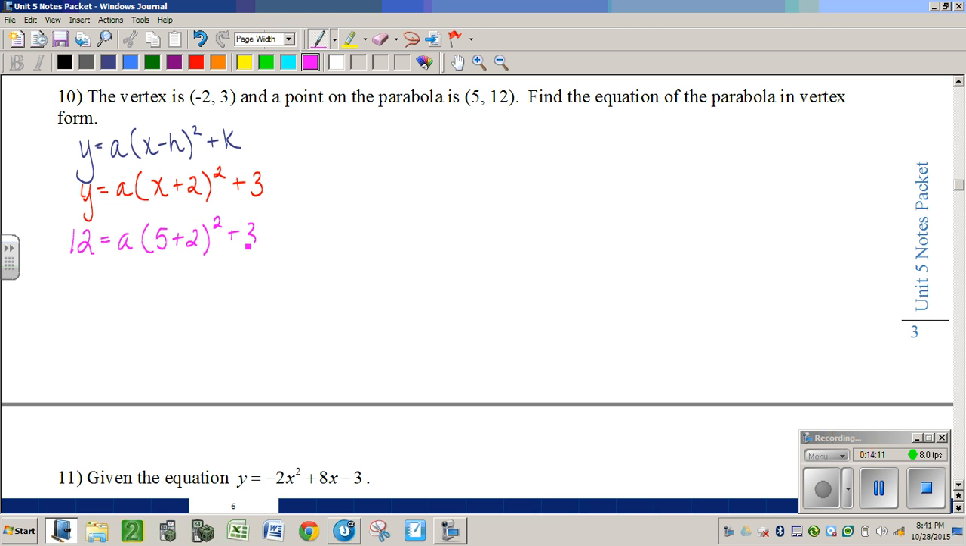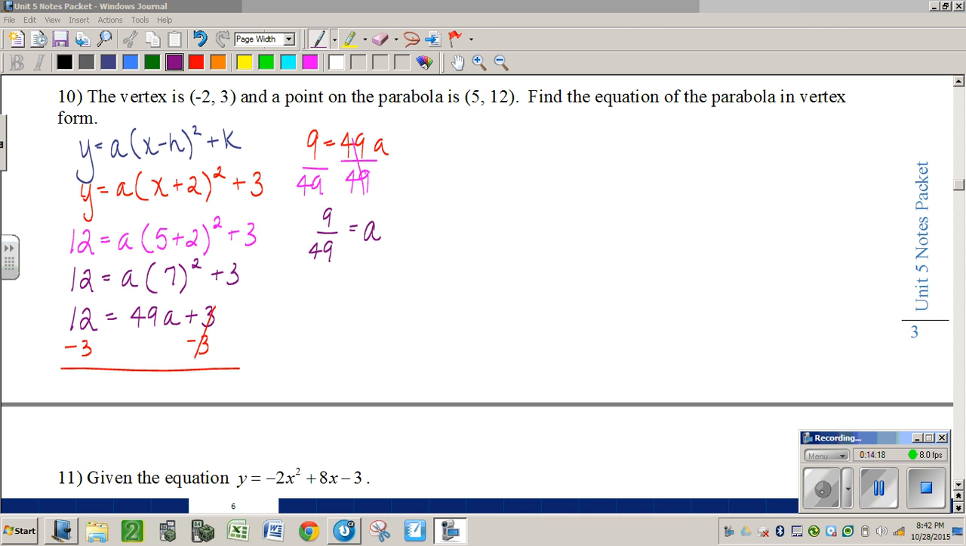As a matter of fact, let's have a little race. Let's see who can find it first. Are you ready? On your mark, get set, go. Alright, I think I might have won, but maybe you had me on that one. Alright, your a value is 9 over 49. Now, because we have to write it in vertex form, that's really the only thing we need to find. It didn't ask for standard form, so we don't need to go ahead and find b or c. So the only thing we're going to do is substitute back in that a value. So you should have y equals 9 over 49 times the quantity x plus 2 squared plus 3.